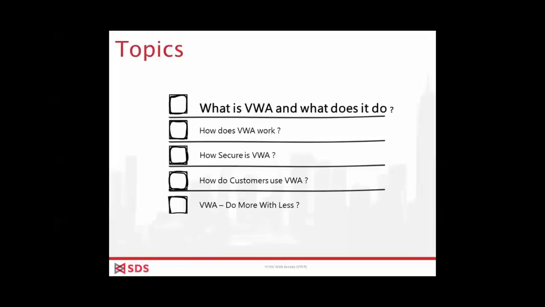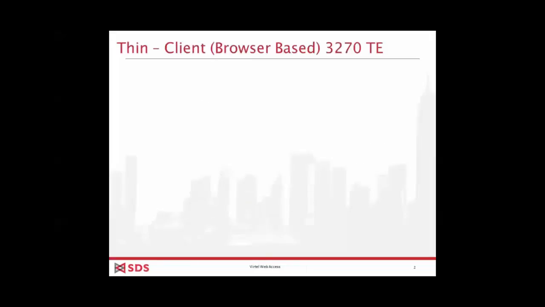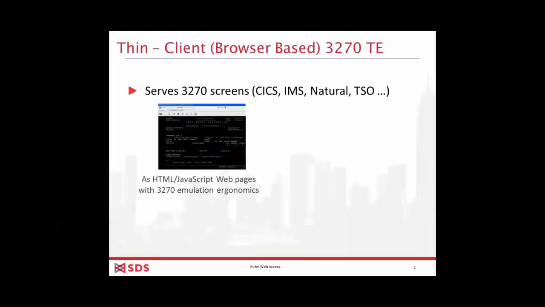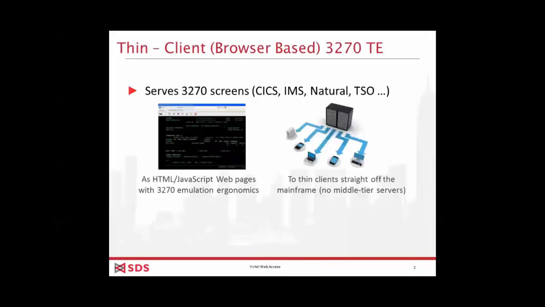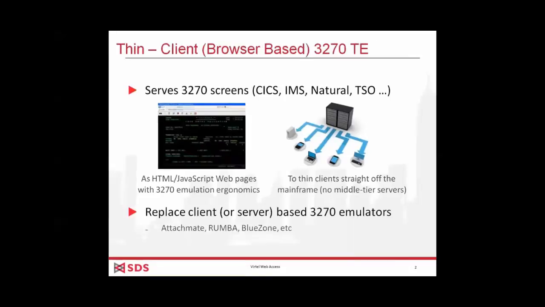So the first question is, what is VWA and what does it do? Virtel Web Access is a thin client, browser-based 3270 terminal emulator. Virtel Web Access serves 3270 screens as HTML JavaScript pages with 3270 emulation ergonomics to thin client devices straight off the mainframe without middle-tier servers. It is an attractive modernization alternative for client and server-based 3270 terminal emulators such as AttachMate, Reflection, and Bluezone.